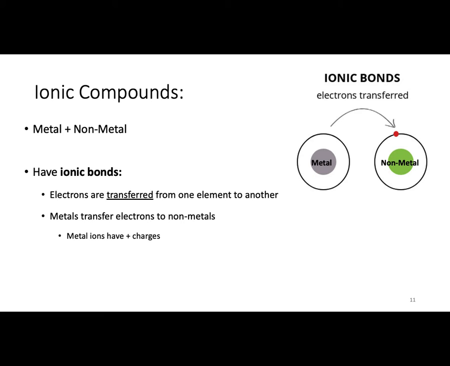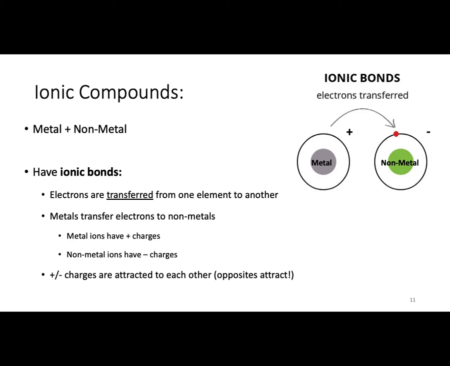Metal ions have positive charges. A fancy word for this is a cation. And then non-metal ions have negative charges. That's because they are gaining a negative electron.